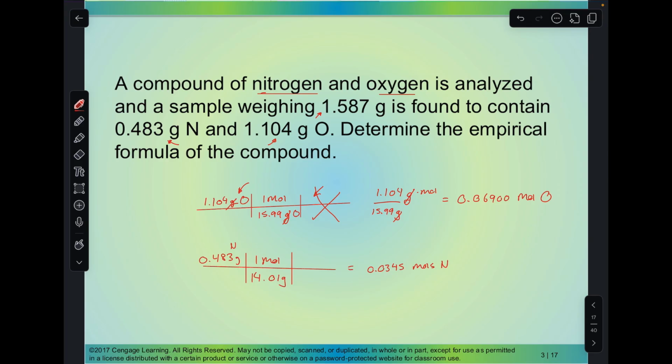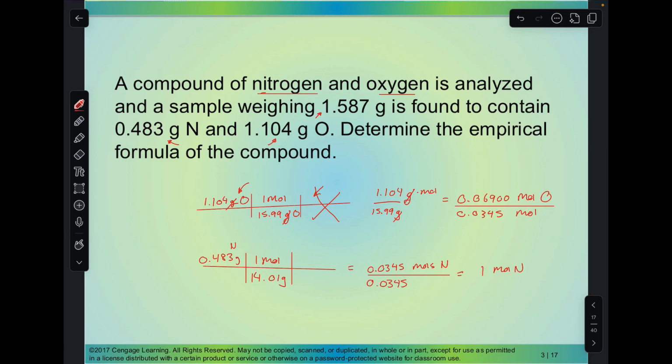And now what we want to do is divide all numbers present by the lowest number, so that we get moles. So moles, 0.0345. We'll divide that by 0.0345. We're going to get 1, because anything divided by itself is 1. So that's 1 mole of N. And then we have 0.0697 moles of O, and so we'll divide that by the smallest number of the two, which is 0.0345 moles. Moles cancel out, it's just a number, and we will get 2.